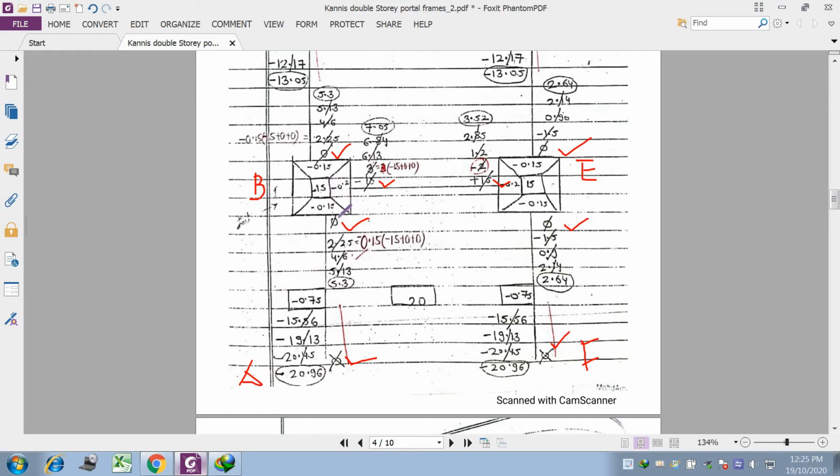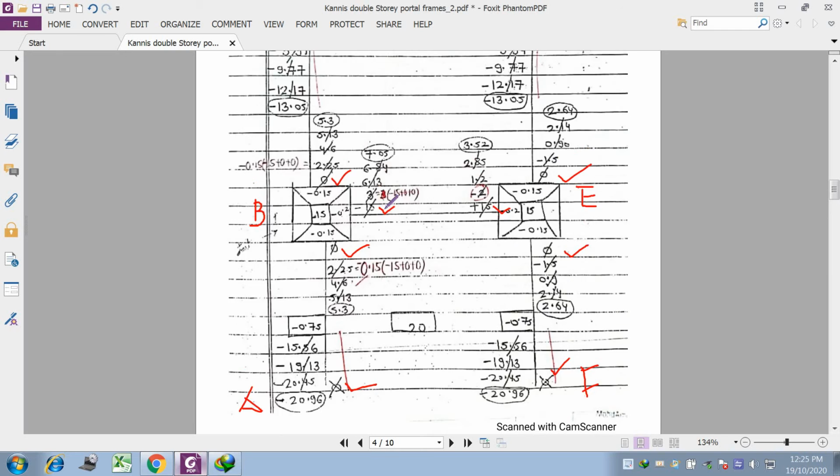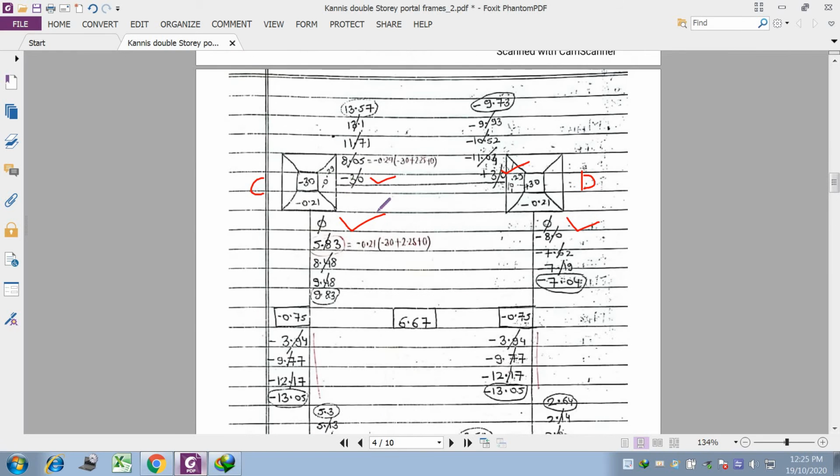Whatever value you obtain, you have to write in the middle box. Similarly, plus 15 plus 0, it is 15 kilonewton. Similarly, next for the upper story, minus 30 plus 0, it is minus 30. Then plus 30 plus 0, it is 30. So whatever fixed end moments you obtain at the respective joint, you have to add these fixed end moments, and whatever value you obtain, you have to write in the central box.